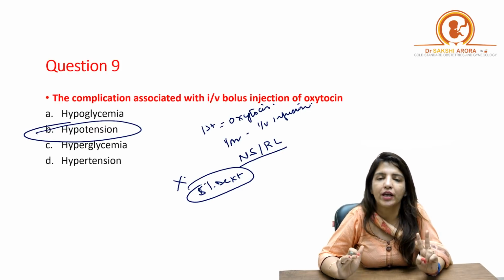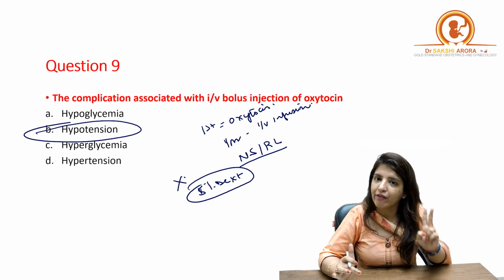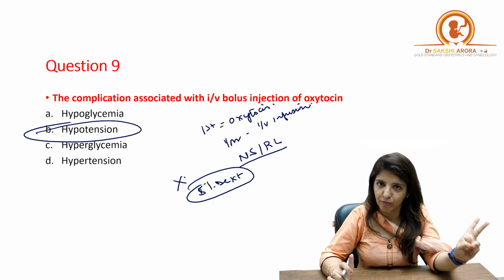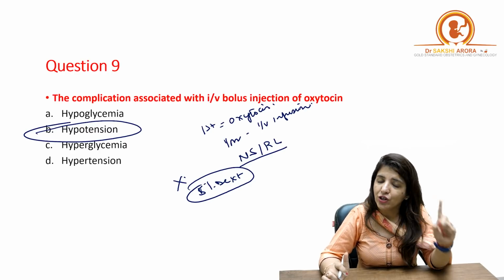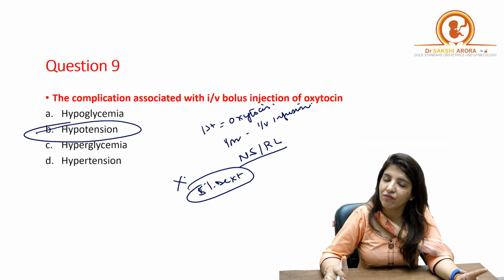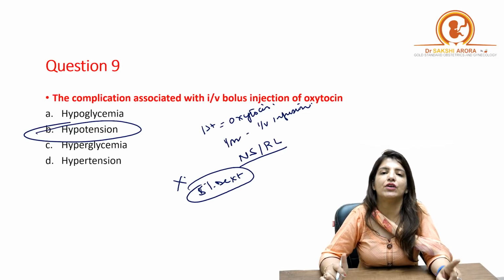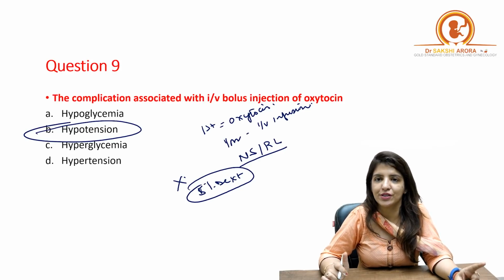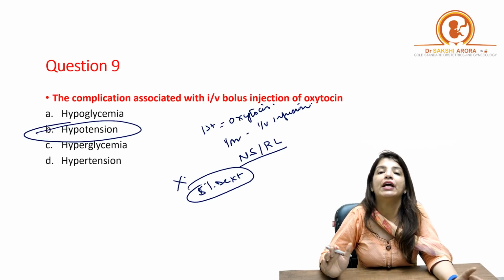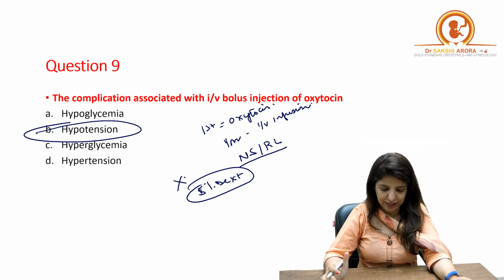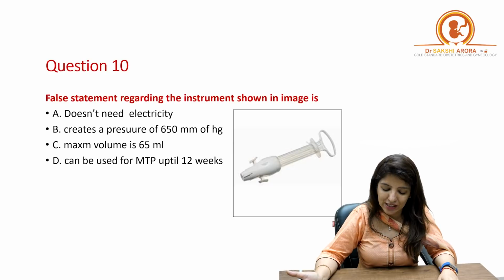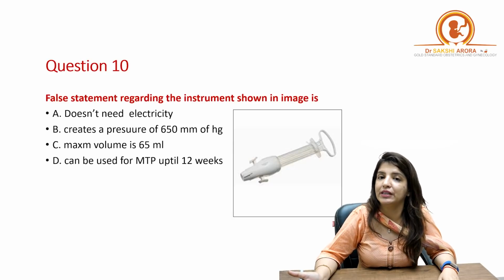So there are two things which you will have to keep in mind. Never give oxytocin as IV bolus, because it can lead to hypotension. Number two, when you are giving oxytocin as IV infusion, never give it in dextrose 5% solution. Always give it in electrolyte rich media like ringer lactate or normal saline. Clear? Next question, false statement regarding the instrument shown in the images.